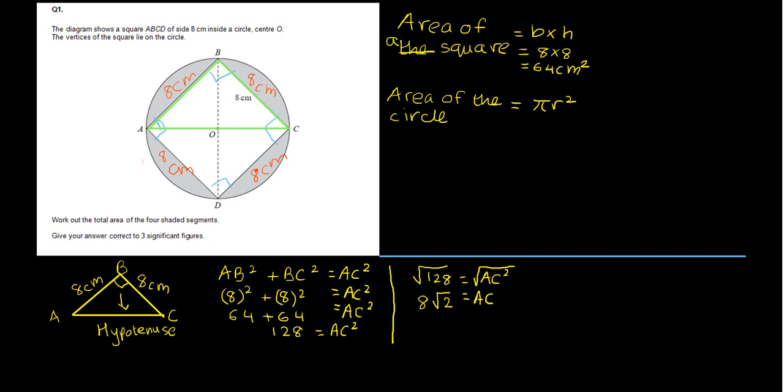Now the AC, where's the highlighter? There we go. So AC is the diameter. In order to find the area of a circle, I need pi r squared, so I need the radius. So in order to get the radius, I need to half the diameter. So OC, which is a radius, is AC divided by 2.